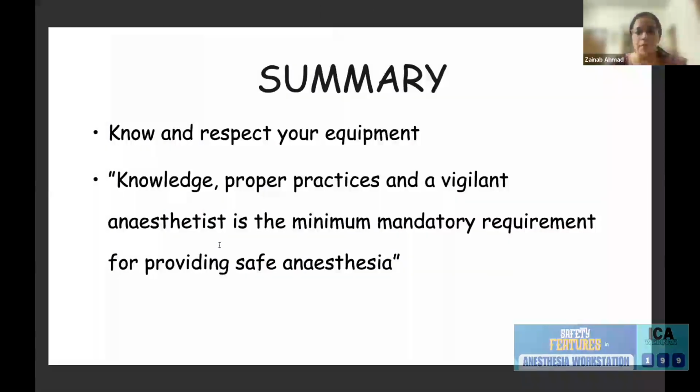So to summarize, all of us should be aware of what we have in our theaters. We should know and respect our equipment. As Dr. Pooja said, we should be its master and our equipment should not be our master. Knowledge regarding our equipment, proper practices, and a vigilant anesthesiologist is the minimum mandatory requirement for providing safe anesthesia. So the ultimate safety lies with the anesthesia provider. No matter you may have all the advancements in the world, you have to be vigilant so that you can provide an ultimate and safe experience for your patients. So that is all from our side.